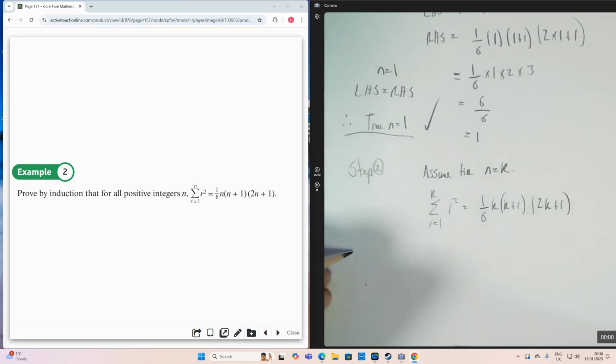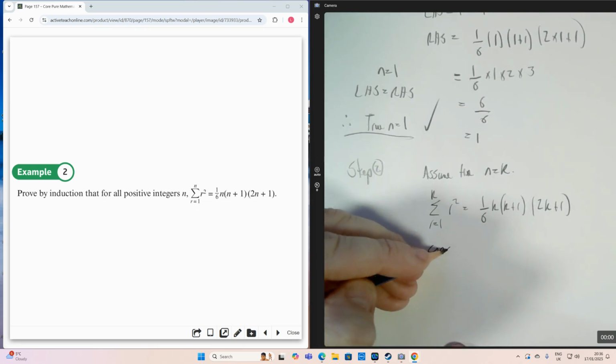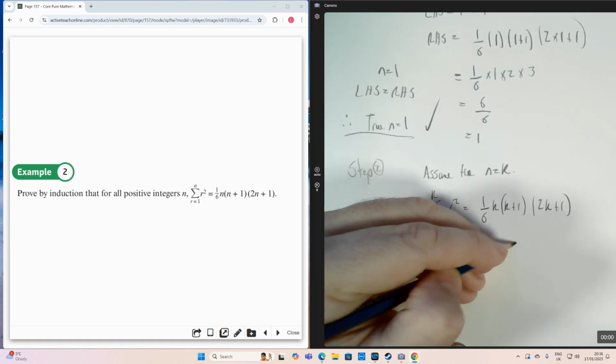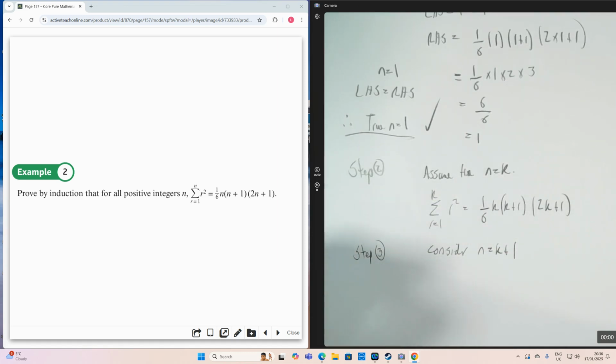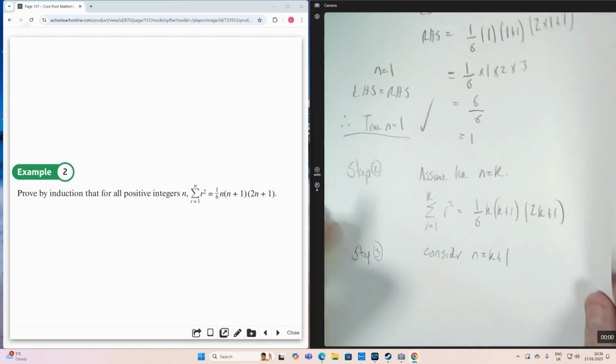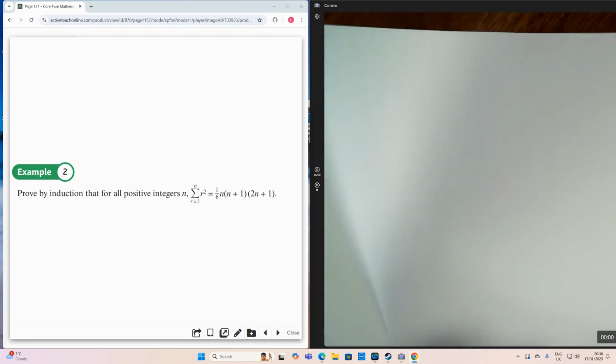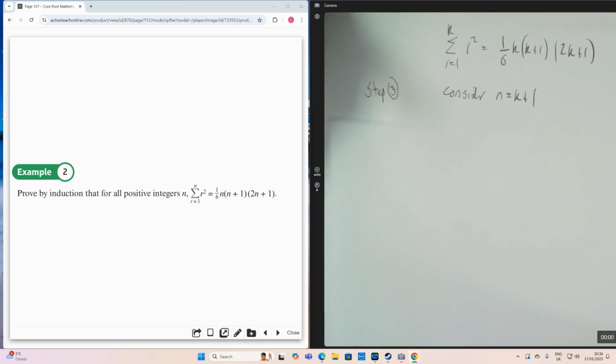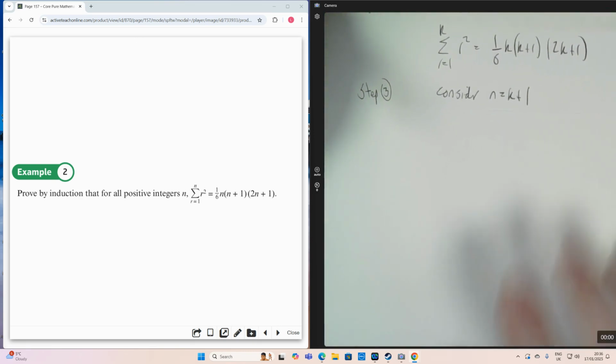Now it's time for step 3, our inductive step. So we're going to consider n equals k plus 1, which is our inductive step. So we're going to have the following formula. In fact, I'm going to start on the top of another piece of paper because this is going to get a bit longer. Okay, there we are, consider n equals k plus 1.